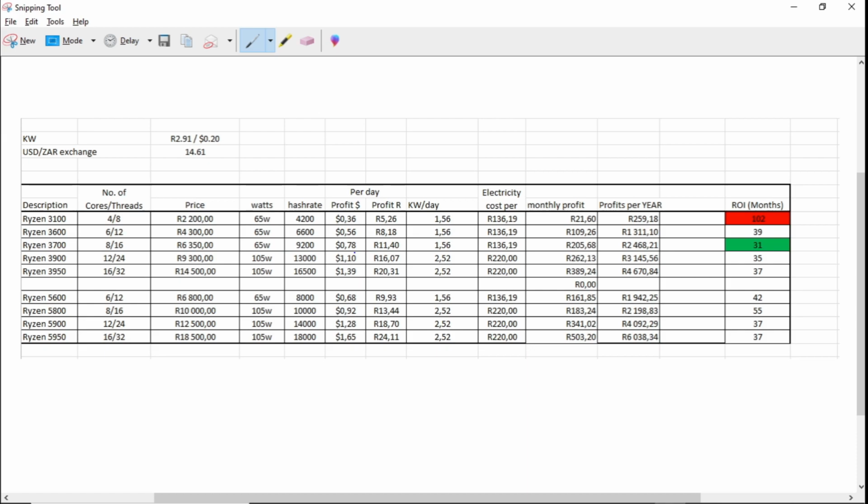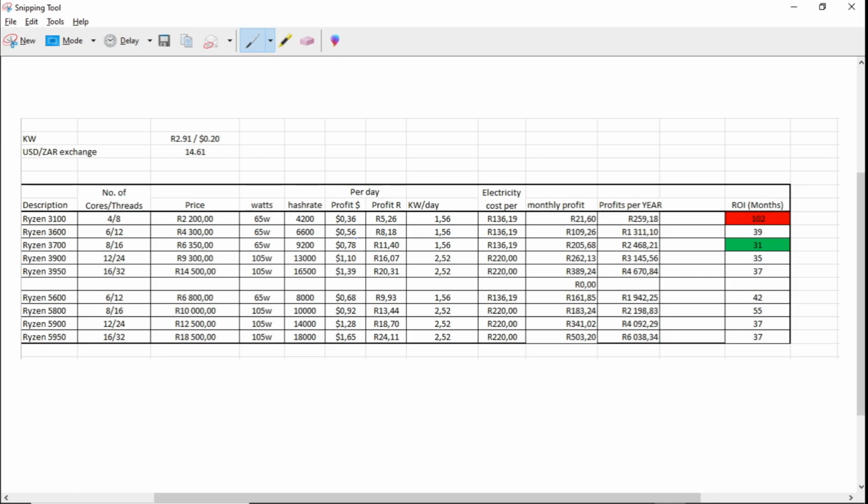The 3700 has the best ROI, generating about 205 Rand per month, 2,468 Rand per year. Looking at the Ryzen 5600, it takes about 42 months to ROI. The 5800 is even worse at 55 months ROI. The 5900 and 5950 don't do too badly with 37 months, but that's still quite long because that's about 3 years.